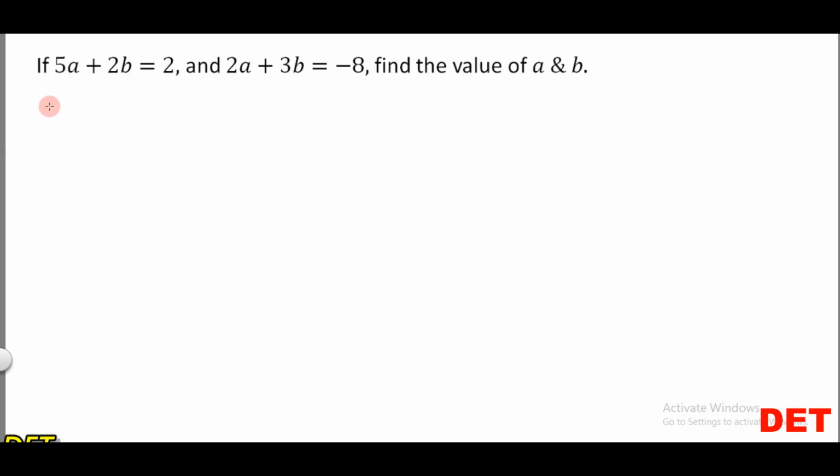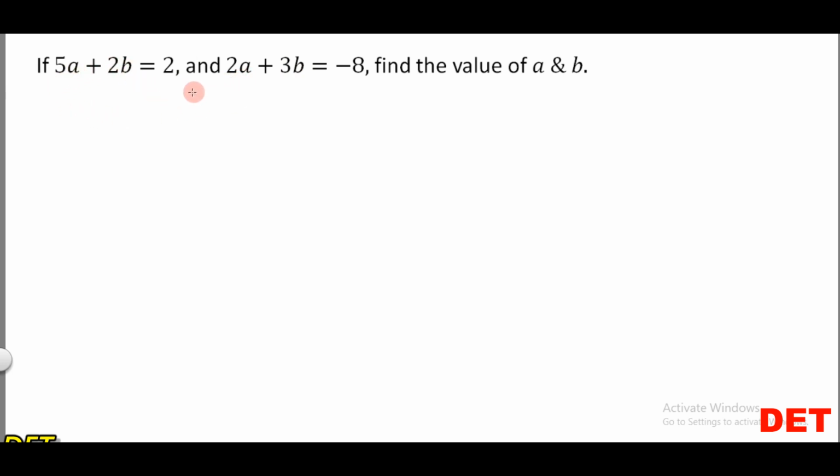Alright, so in this video we're going to look at this question. If 5a plus 2b is equal to 2 and 2a plus 3b is equal to minus 8, find the value of a and b. You should know that we're having two equations here, so this is a simultaneous equation and we're going to solve simultaneously.